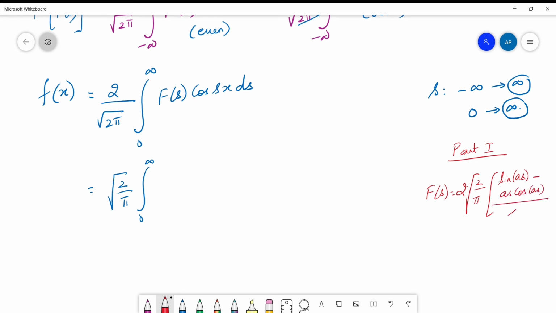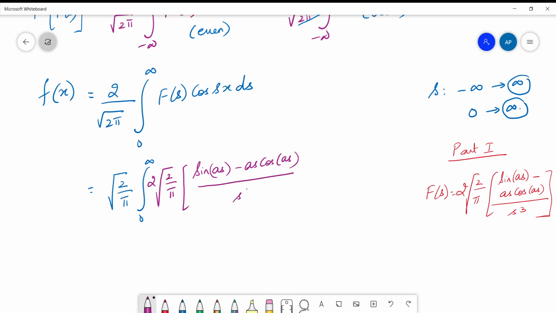This was your answer. Now we'll carry that forward here and write the result as 2 times root of 2 by pi. Now you put a bracket, sine as minus as cos as divided by s cube. I am now substituting for f of s. This is from where? It is from part 1.